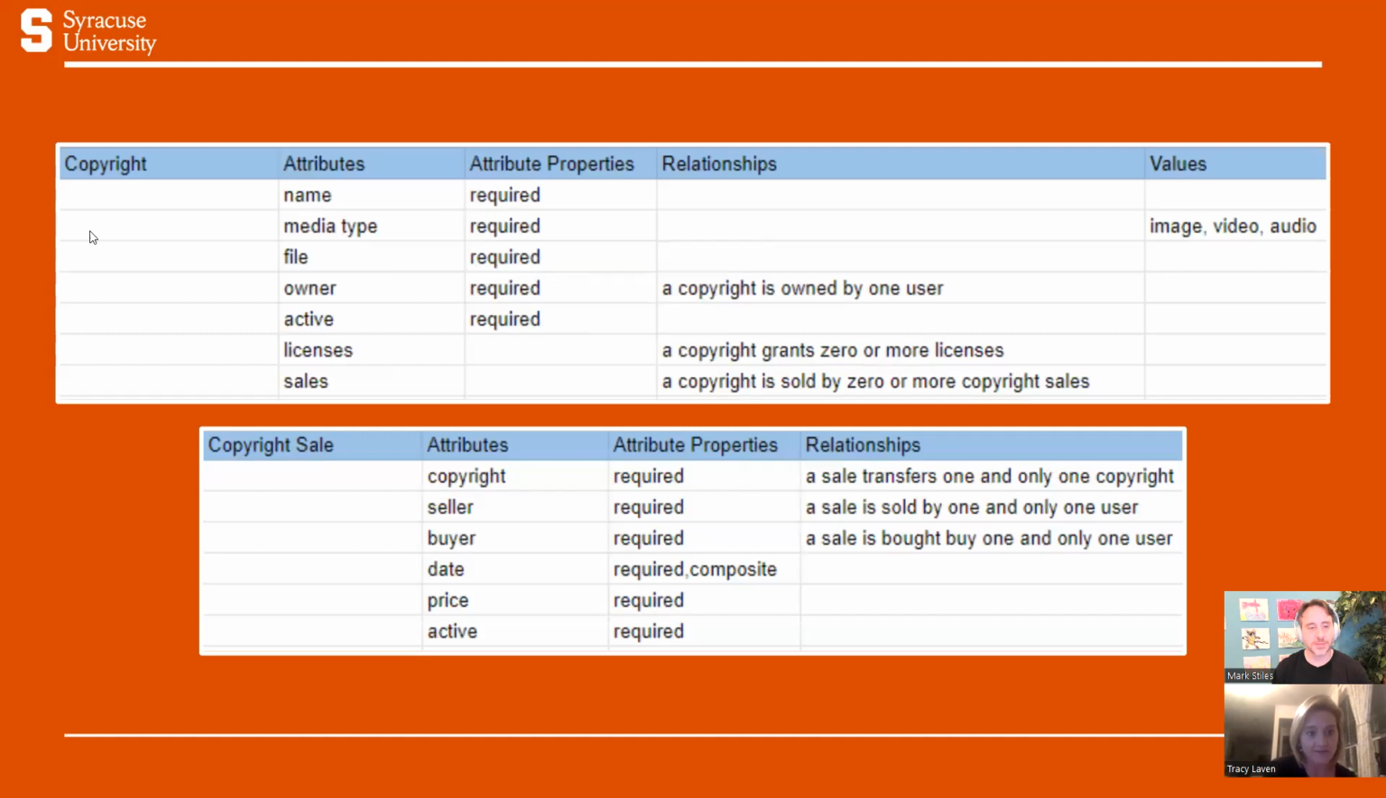The next 2 that we have are copyright and copyright sales. In copyright, as you would expect, name, media type, file, owner, active, all being required fields. We have our relationships established, as well as the type of values for the media type, whether it's image, video, or audio. On the copyright sales, the attributes that you will see here, copyright seller, buyer, date, price, and active, all of these being required, and the date is a composite field. We also have our relationships established here, one and only, 1 to many.